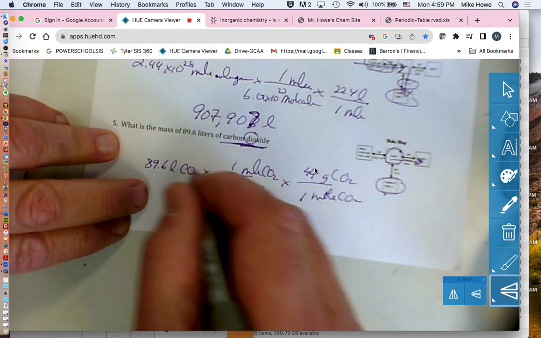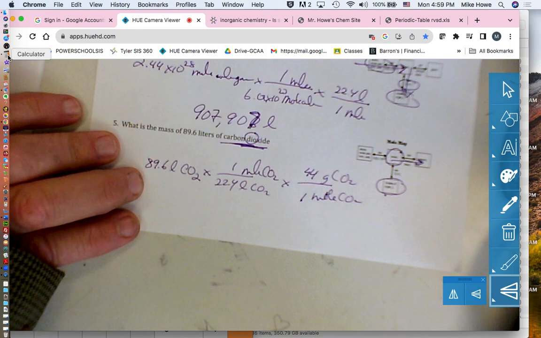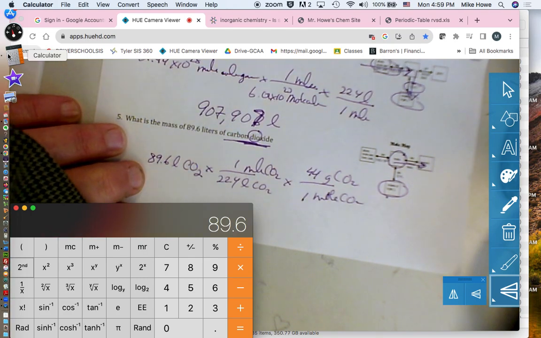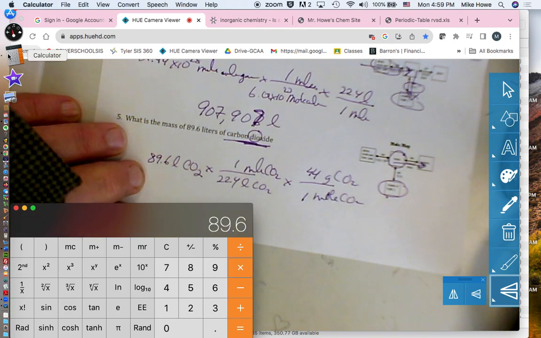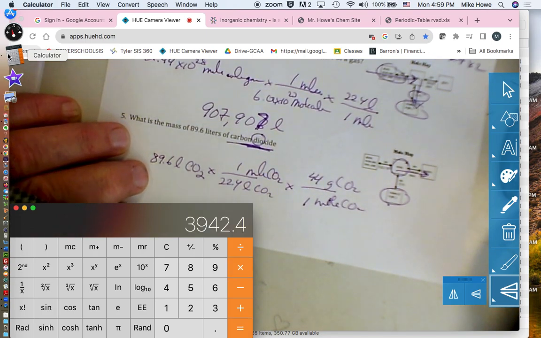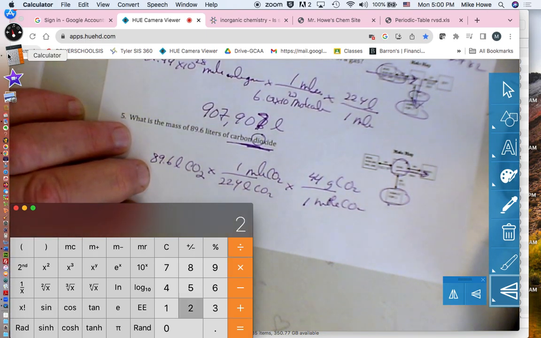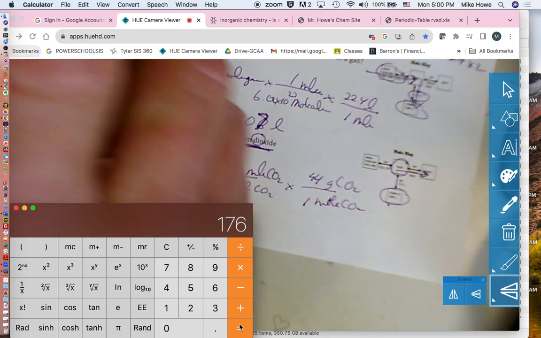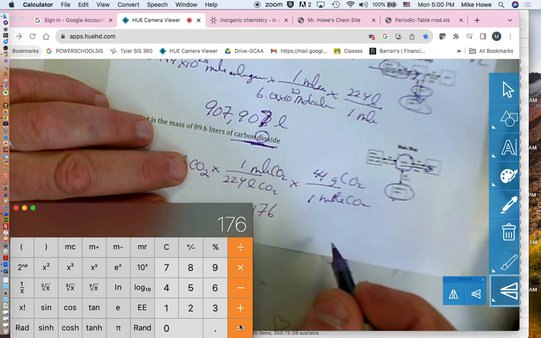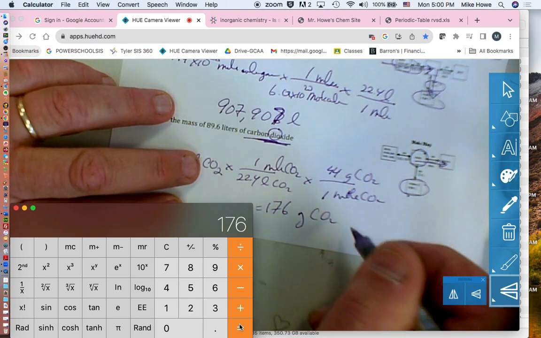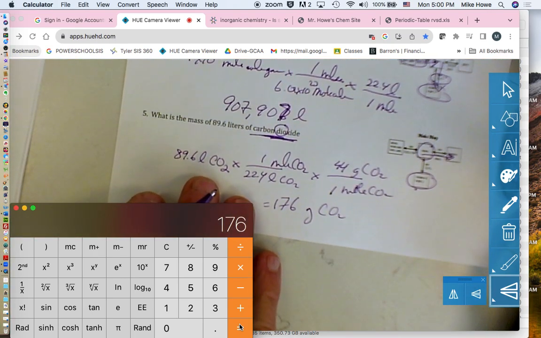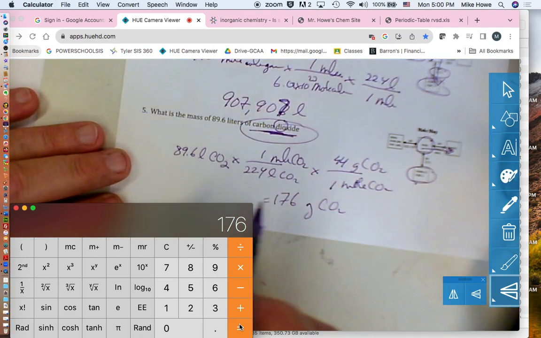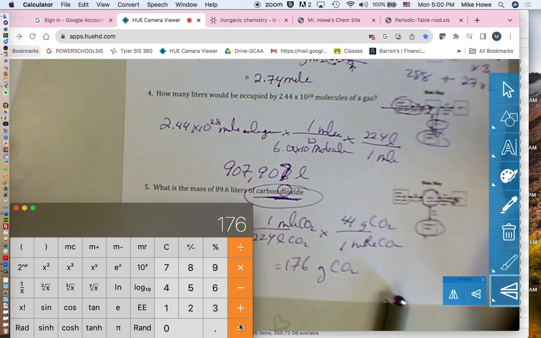Okay, so I just do the math here real quick. 89.6 multiplied by 1 times 44, and then divide that by 22.4, and that is equal to 176. All right, so all the tests follow this basic format, and you will have to find your own chemical formulas based on what you have, mole maps on each one, and if you haven't finished that yet, you really need to.